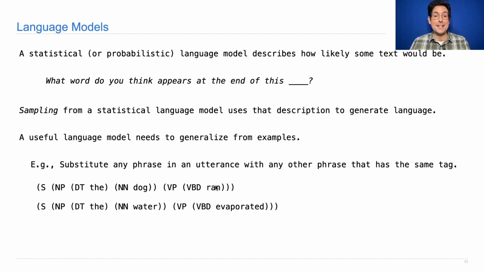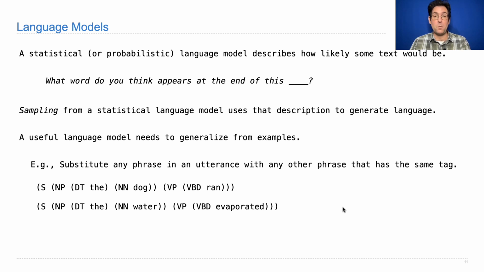Someone might say the dog ran or the water evaporated, but I don't think anyone would ever say the dog evaporated or the water ran, even though we've swapped VP for VP. Well, I said no one would ever say the dog evaporated, but then I just said the dog evaporated, so who knows. But my point is that the way in which we're constructing a language model here is very simplistic.